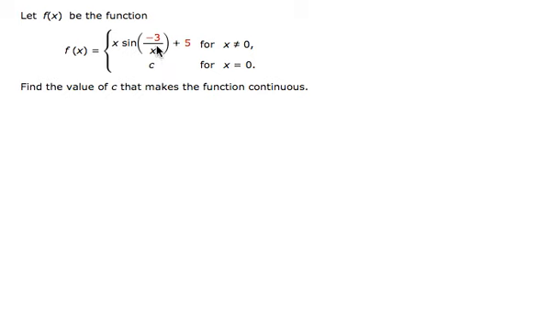Right? If you plug in 0 into this upper function, you get sine of negative 3 over 0 times 0. You know, I don't know what that is. What we could do is look at it maybe graphically, and I think that will help.